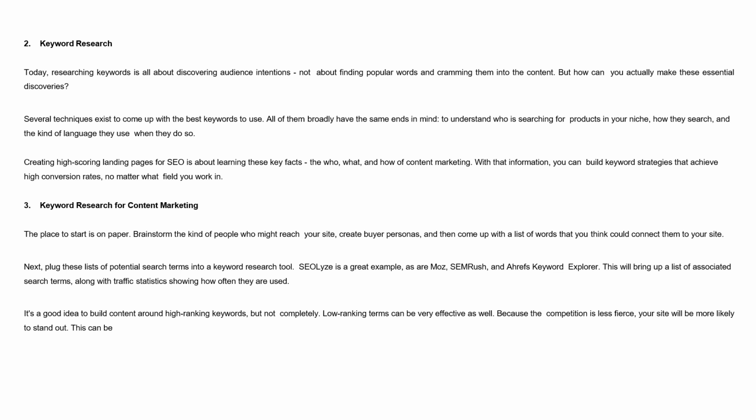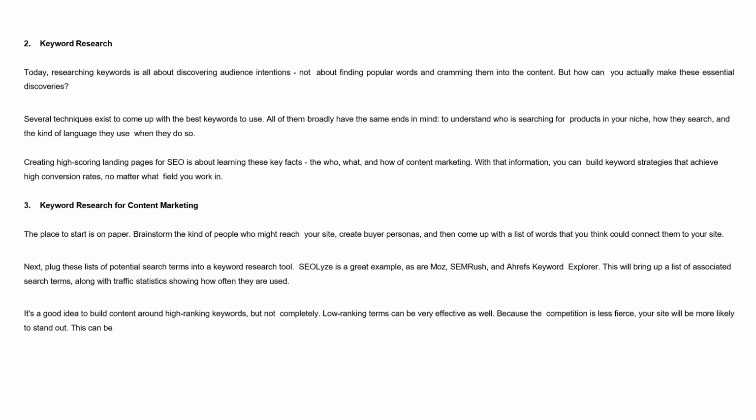Keyword research for content marketing. The place to start is on paper. Brainstorm the kind of people who might reach your site. Create a buyer's persona and then come up with a list of words that you think could connect them to your site. Next, plug this list of potential search terms into a keyword research tool. SEOlize is a great example. Others are Moz, SEMrush, and Ahrefs Keyword Explorer. This will help up a list of associated search terms along with traffic statistics showing how often they are used.